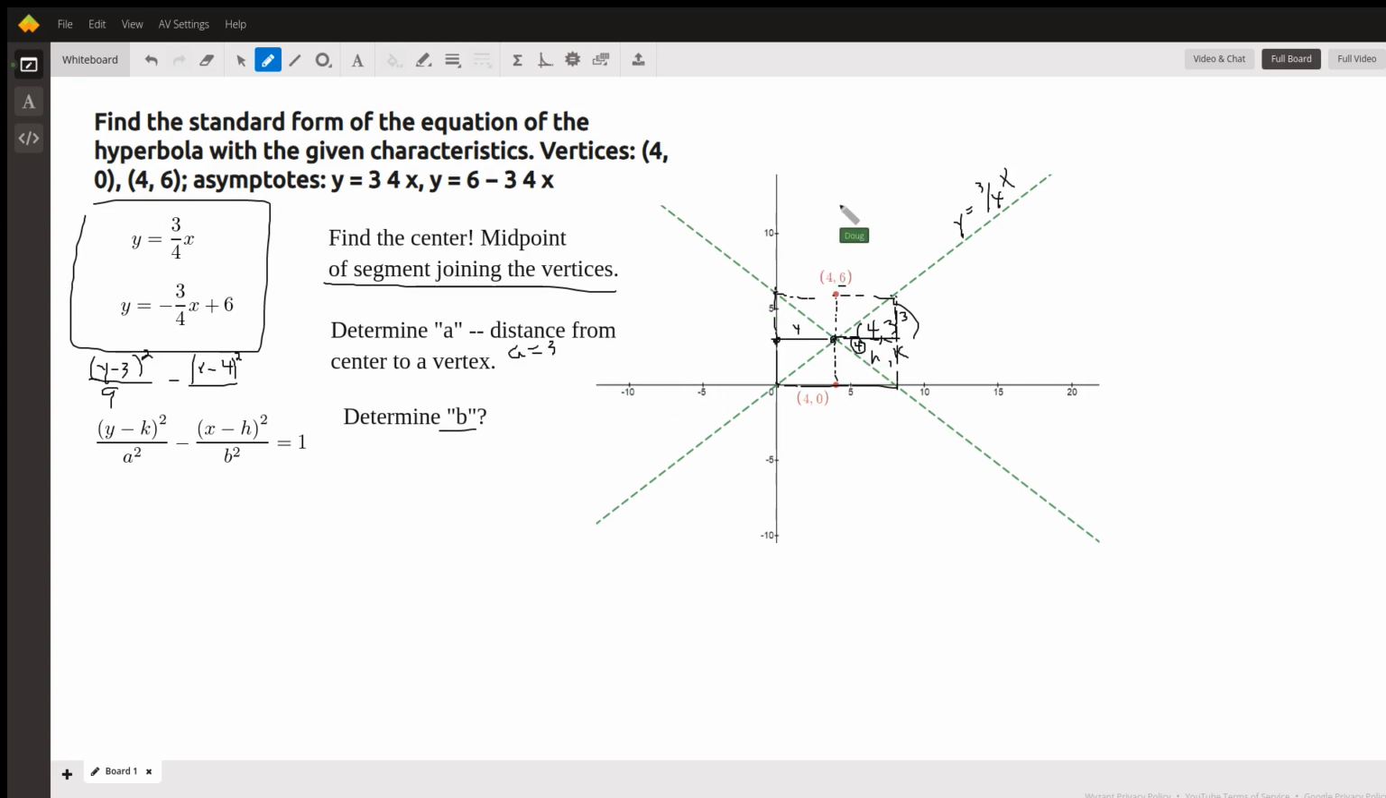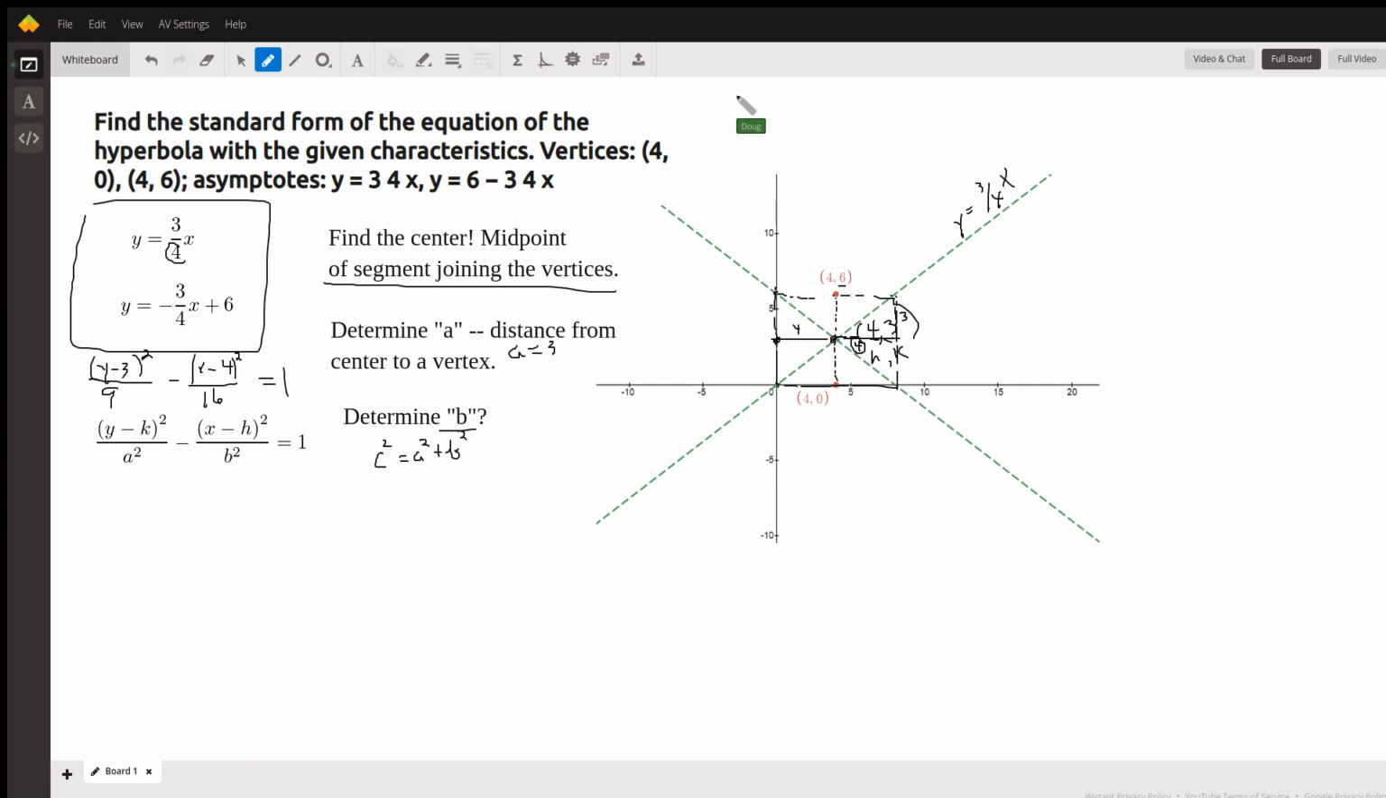If they give you coordinates of the foci, then you can use the equation that c squared equals a squared plus b squared. But they didn't give you the coordinates of the foci. They gave you the asymptotes. So that's the b right there. So this is 16. That equals 1.